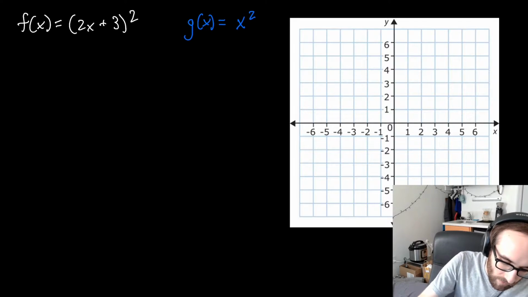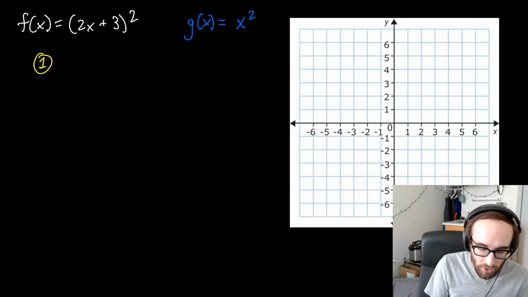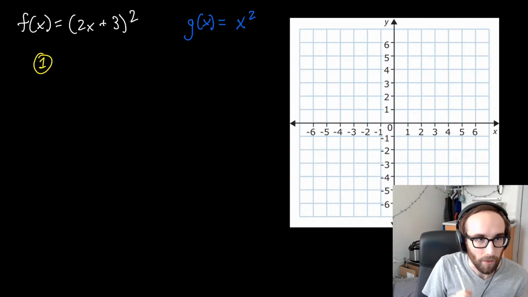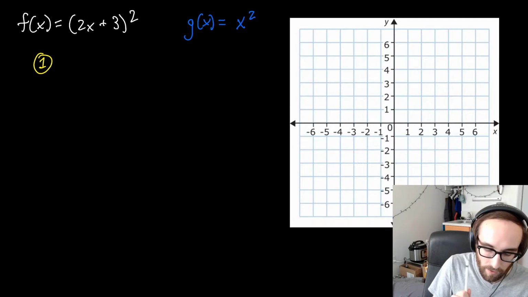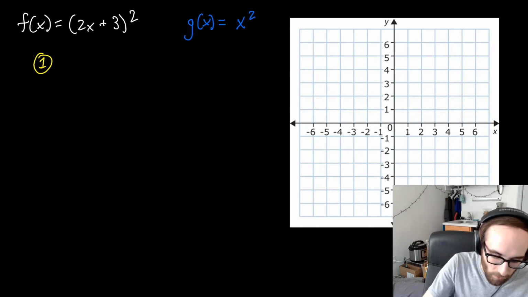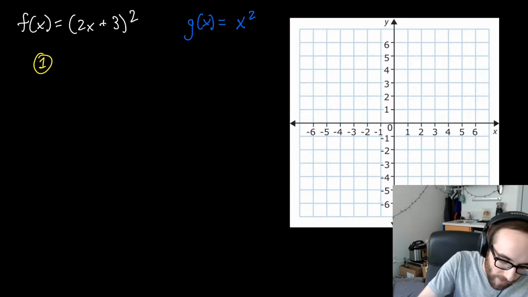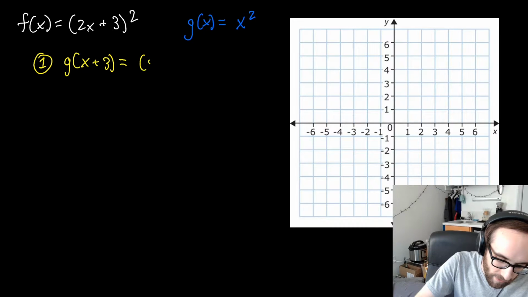Okay, so first off, we have g of x equals x squared. The first thing we could do is apply our translation. So we're going to be translating our graph 3 to the left. So as an intermediate step, we have g of x plus 3, which is just (x plus 3) squared.